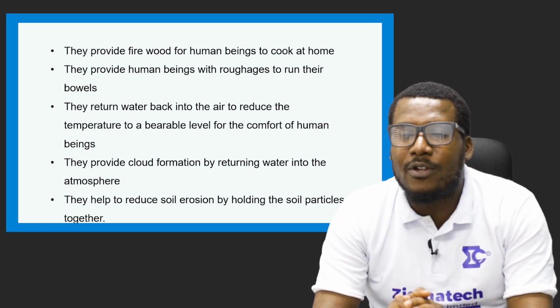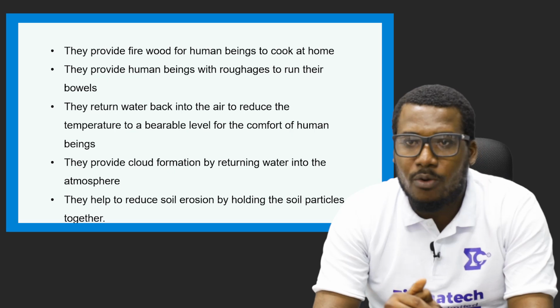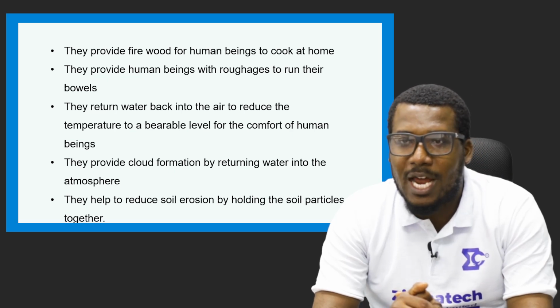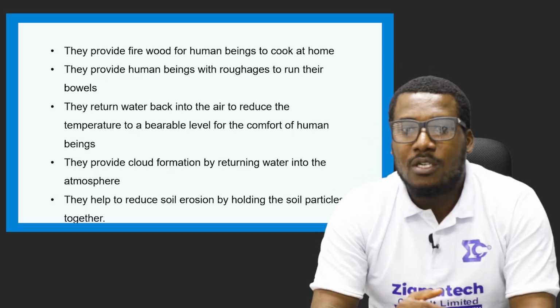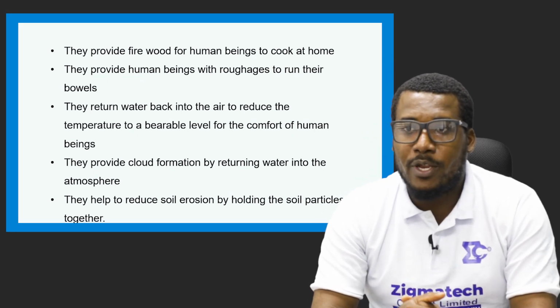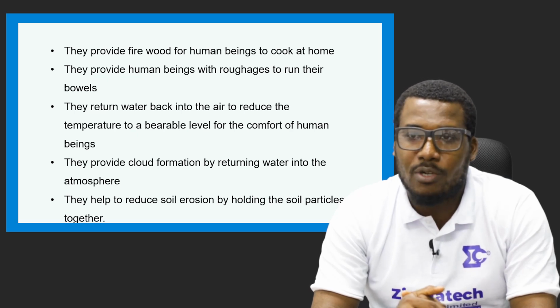They provide cloud formation by returning water into the atmosphere. Same process, cloud formation. It returns water into the atmosphere and forms cloud that gives rainfall, and the rest is history, water cycle. They help to reduce soil erosion by holding the soil particles together.